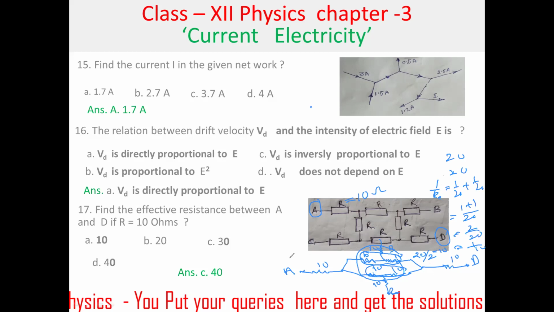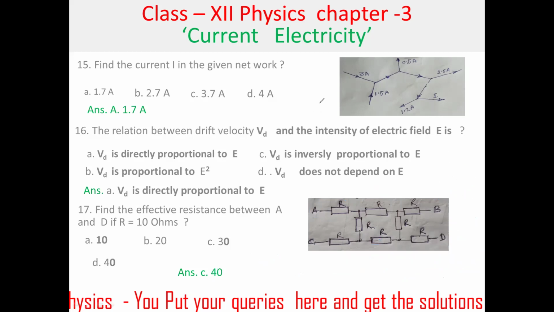So between A and B, 10 plus 10 plus 10, 30. So this answer would not be 40, this would be 30 ohm, okay. It was written mistakenly as 40; the answer would be 30, 40 is wrong. So I think you got it. So the answer would be 30 ohm. Now go to the next question. First of all, remove all this. Now come to the next question.